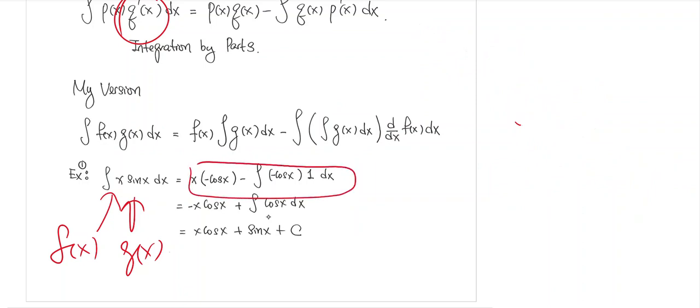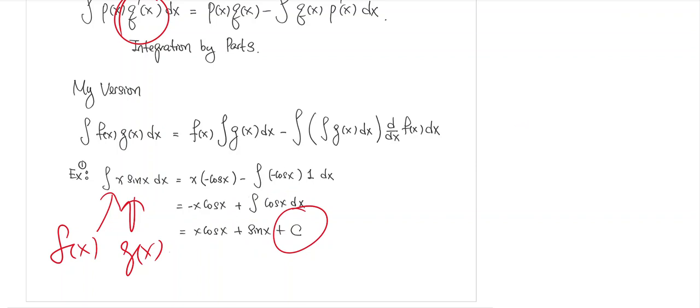So after you have done all this, okay, you have that, right? This is just copy and paste, nothing's going on, just rewriting this. And then here, we're not finished with the integral yet because we have the integral of cosine of x dx. So now we finish it. It's not difficult. Integrating cosine of x gives you positive sine x. And then when you're done, because there's no more integral, you put a constant plus c. And that's it. Okay? So this is my version of integration by parts.